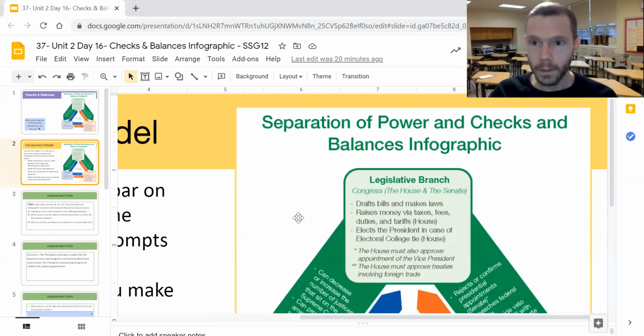What are some of the powers that they have, and what are some of the checks that they can employ on other branches? So, for example, the legislative branch, which has a House and a Senate, and both the House and the Senate need to approve any bill in order for it to become a law. If one part of the Congress refuses, then that bill does not become a law. They can raise money via taxes, fees, duties, and tariffs.